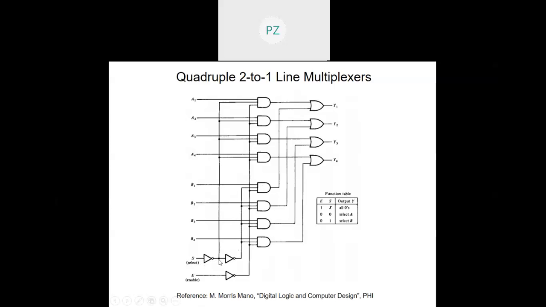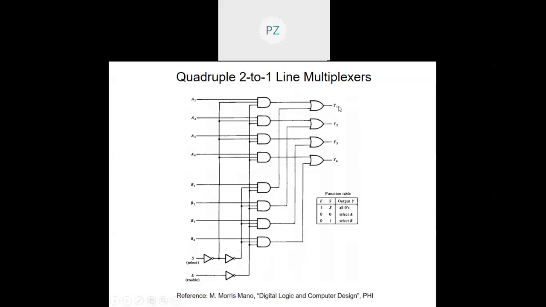So with S being 0, this gate is enabled, and all these four gates are disabled because they are receiving S only. S is 0, so their outputs will be 0, 0, 0. But these gates are enabled. So what do I get here? I get A1 here, A2 here, A3 here, and A4 here. And these lines are 0, 0, 0.